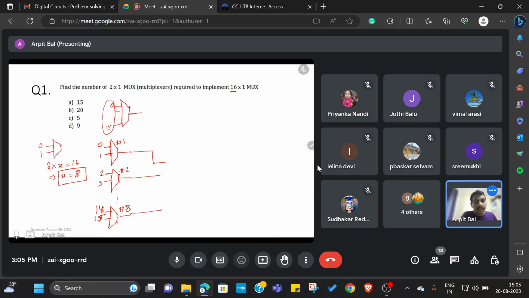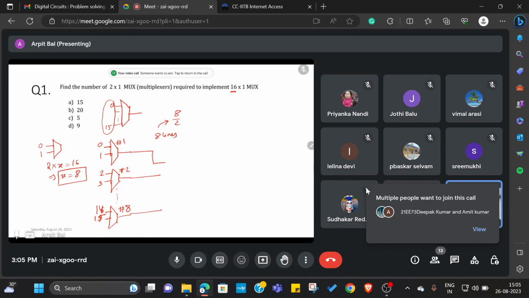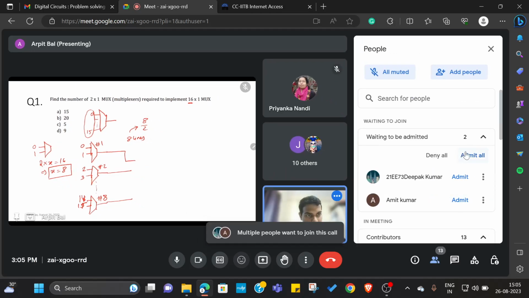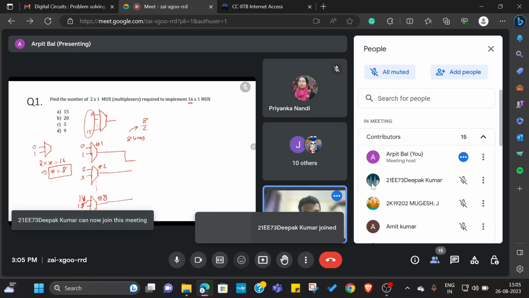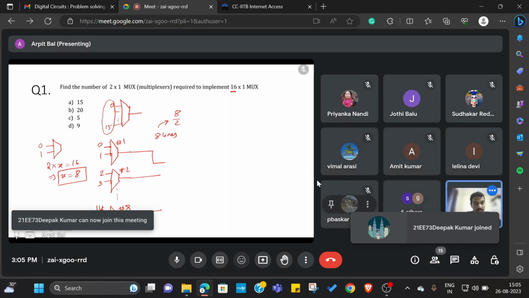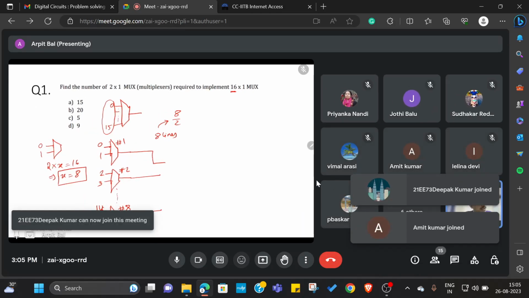And we need to multiplex these 8 lines. So now you can treat it as if a total of 8 lines are present, and you have a bunch of 2x1 muxes available with you, and you need to multiplex them. Okay. So 8 lines, and we have 2 input muxes, so it will be 8 by 2, which is equal to 4 muxes, right?